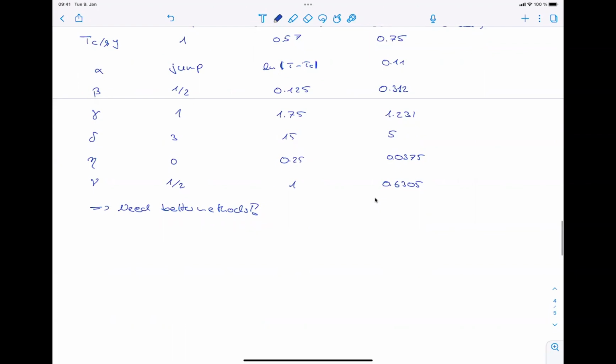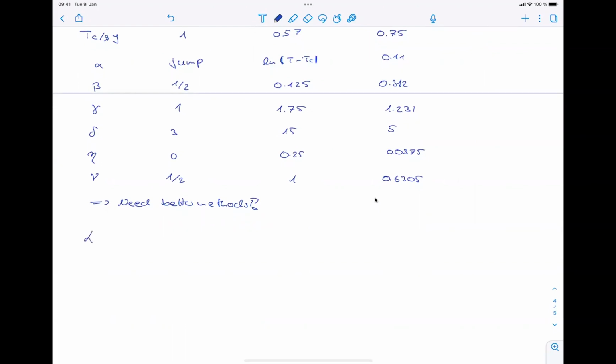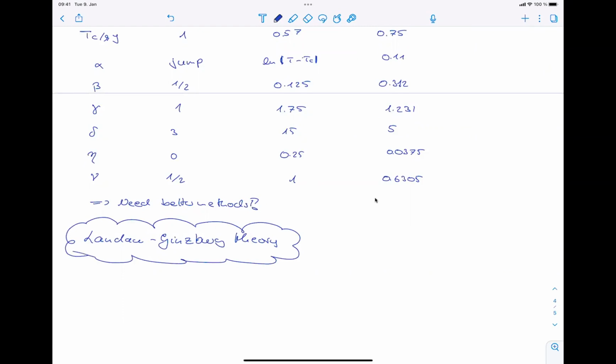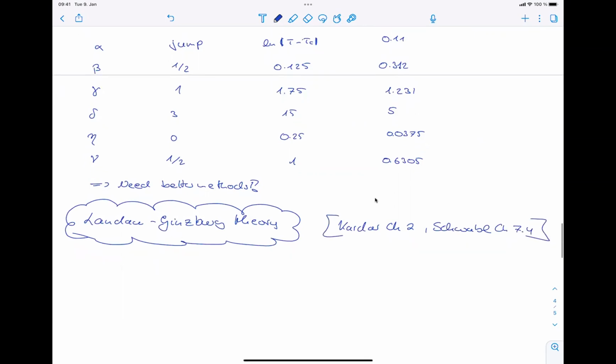And so that's now Landau-Ginzburg theory. And even if your heart is not on statistical physics but on condensed matter systems, this is very fundamental physics. And here we're following Carter chapter 2, and sometimes Schwabl, chapter 7.4. Okay.